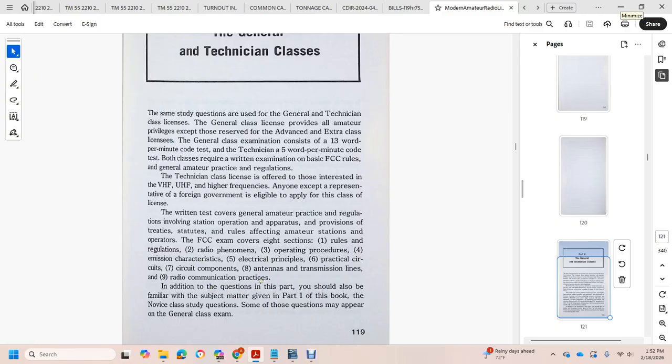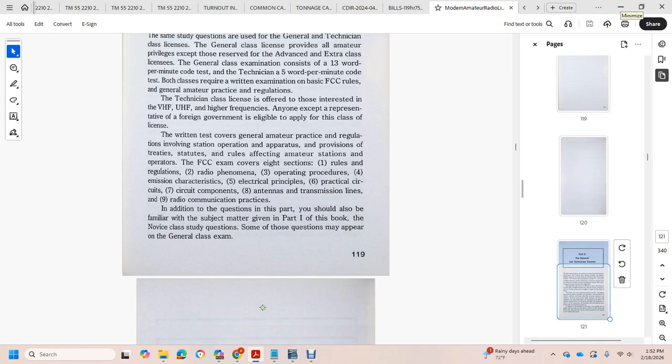9, radio communication practices. In addition to questions of this part, you should also be familiar with the subject matter given in part 1 of the book, Novice class study questions, and some of the questions that may appear in the General class exam.